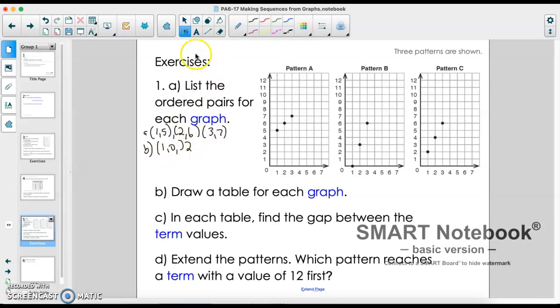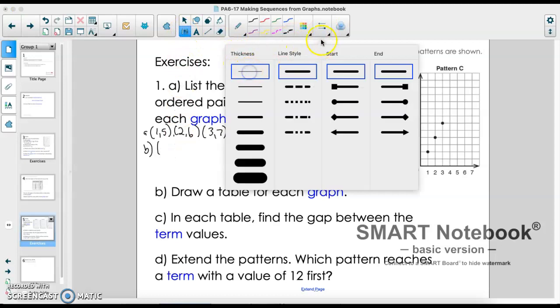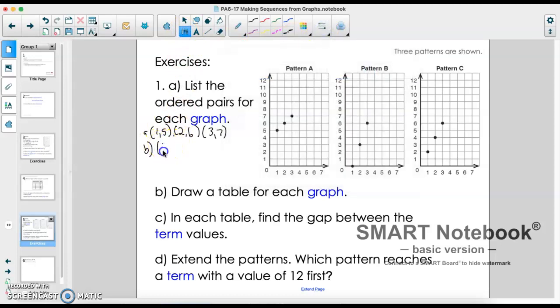Sorry, I have to fix that for a quick sec. I made a couple of errors. All right, let's make sure my line thickness is still there. I have (1, 0), (2, 3), and then (3, 6).